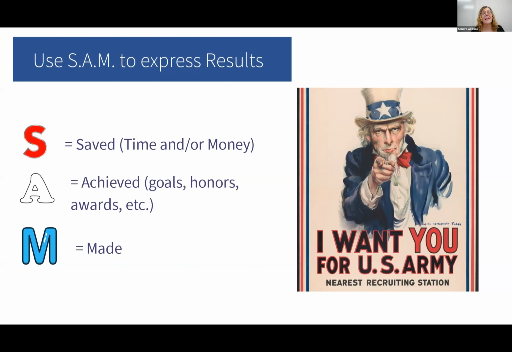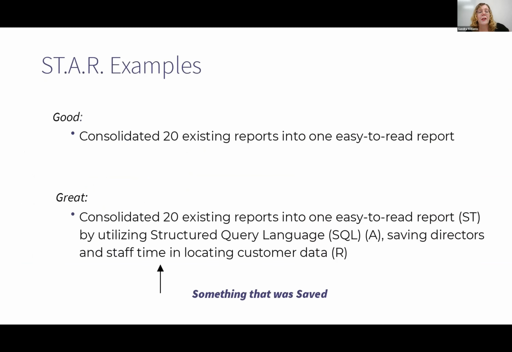That stands for something that you saved, either time or money. Did your task result in something that you achieved? Maybe you achieved the goal. Maybe you got an honor. Maybe you got an award. Or maybe it was something that you made. So this gets very tricky, and I thought it would be a good idea to show some examples. A lot of people are really good at listing their tasks. So it's good, this is good, right?